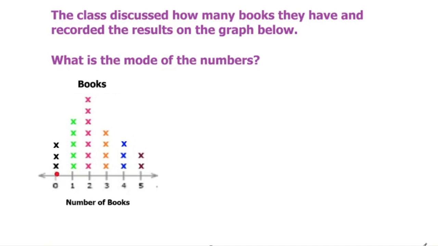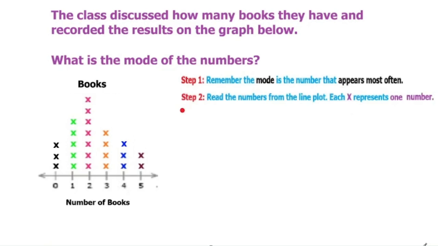So 3 people have 0 books. 1, 2, 3, 4, 5. 5 people have 1 book, and so on. Okay? So, step 1. Understand what the mode is. Remember, the mode is the number that appears most often.